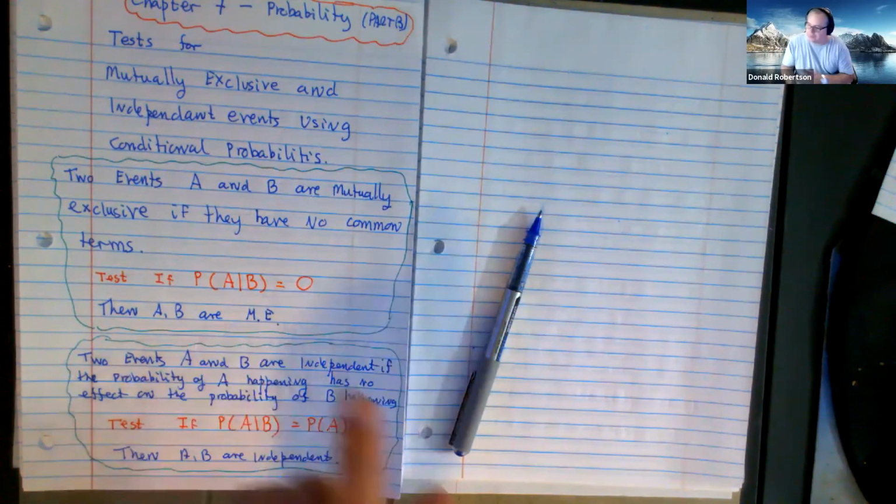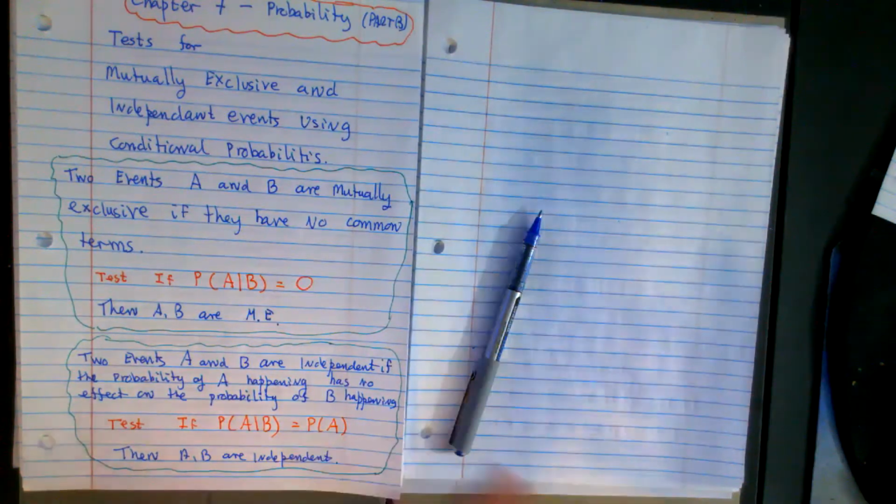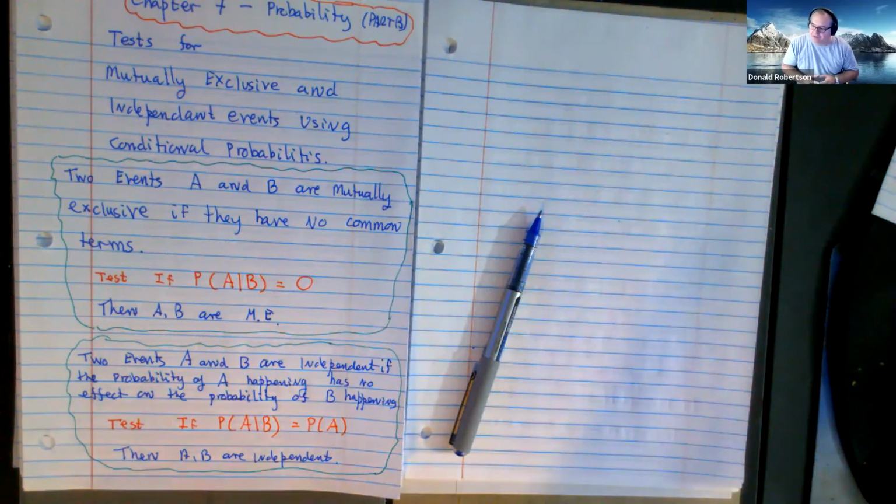So if you had two events and you were trying to figure out are they mutually exclusive, you could do this test. Find the probability of A given B. If the answer is 0, they're mutually exclusive. If it's something else, they're not.